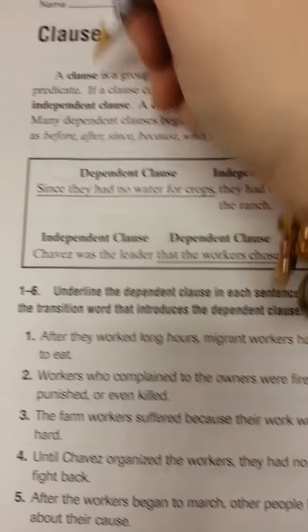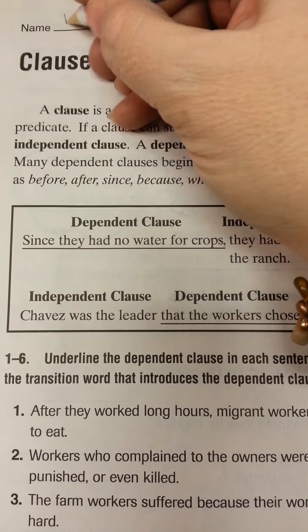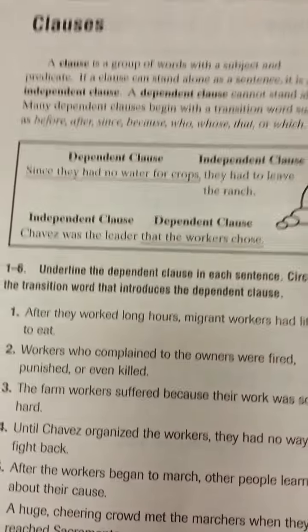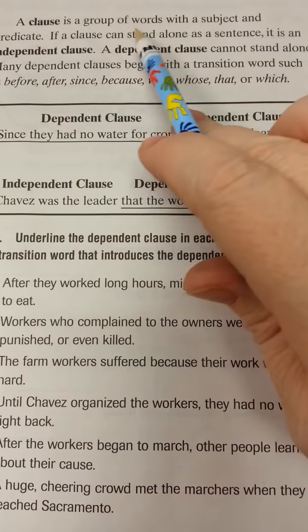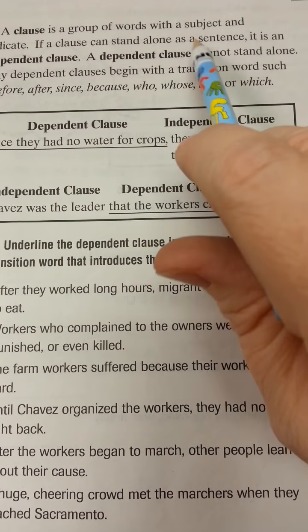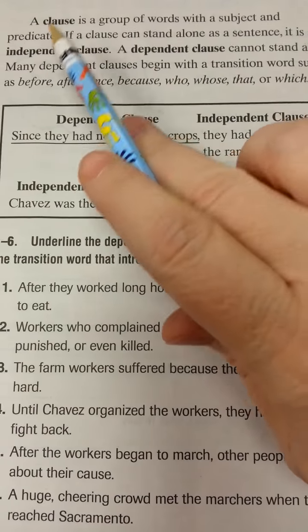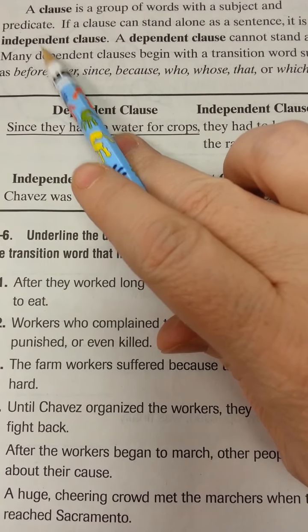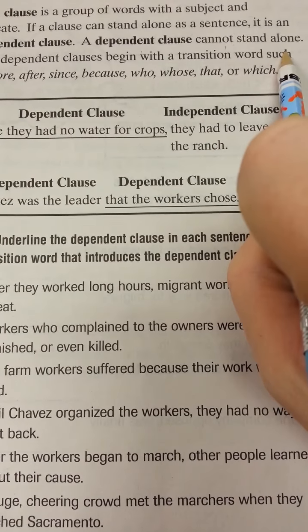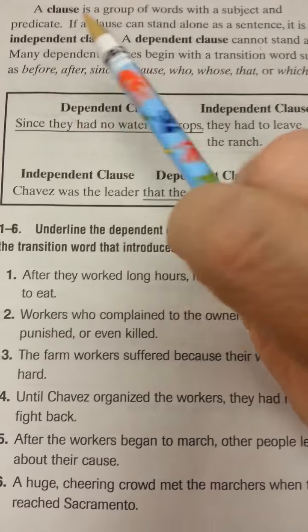Alright, on page 235 we're going over clauses some more. If you need a refresher, look at the grammar help video. Okay, clauses. A clause is a group of words with a subject and a predicate. If a clause can stand alone as a sentence, it is an independent clause. A dependent clause cannot stand alone, meaning it cannot be a sentence.